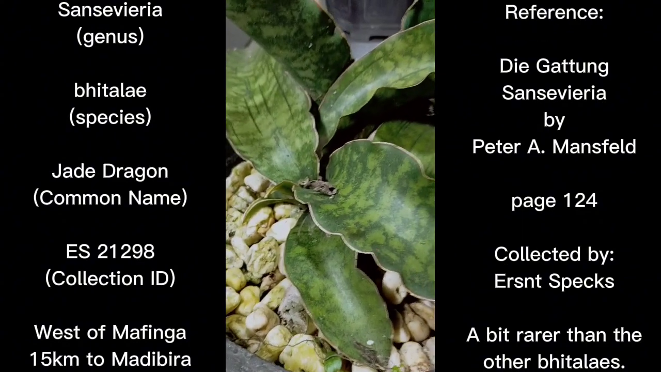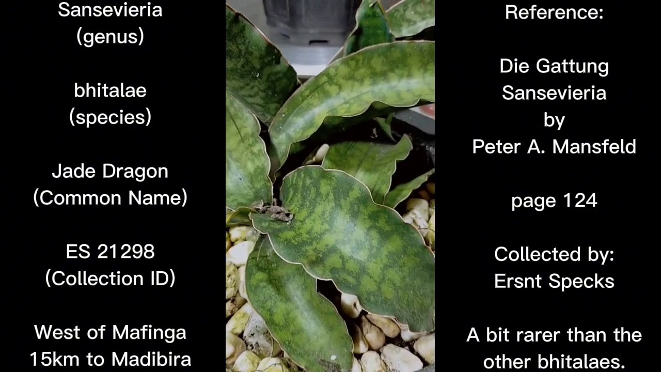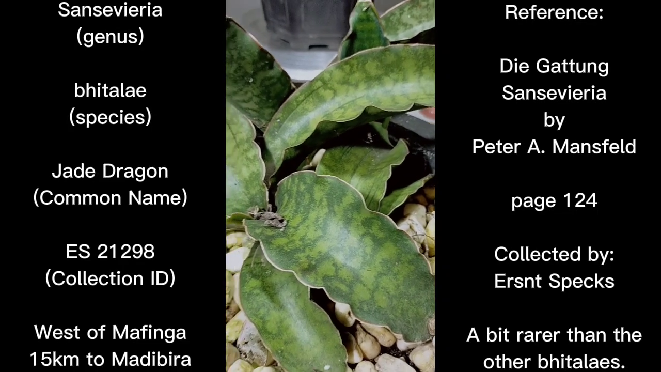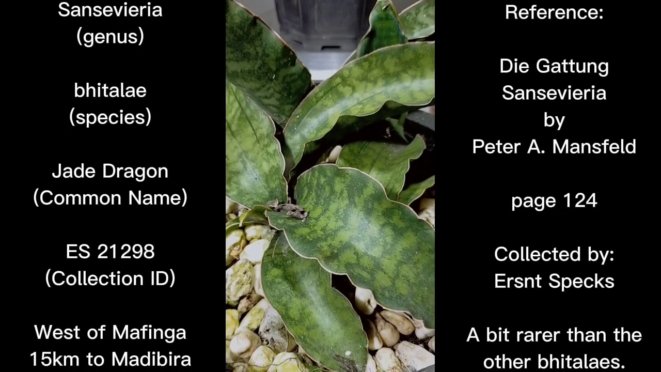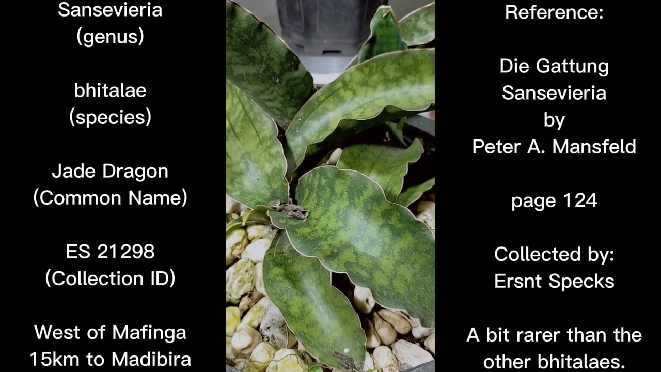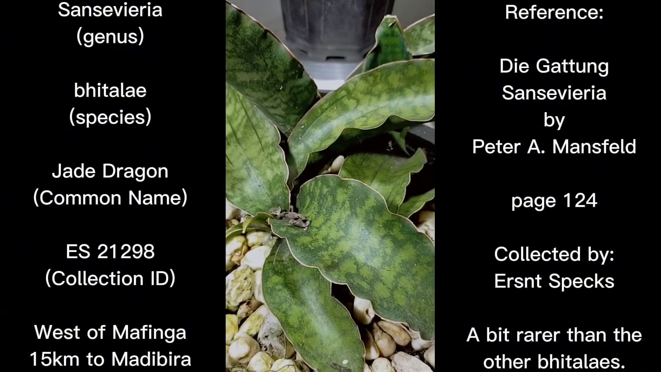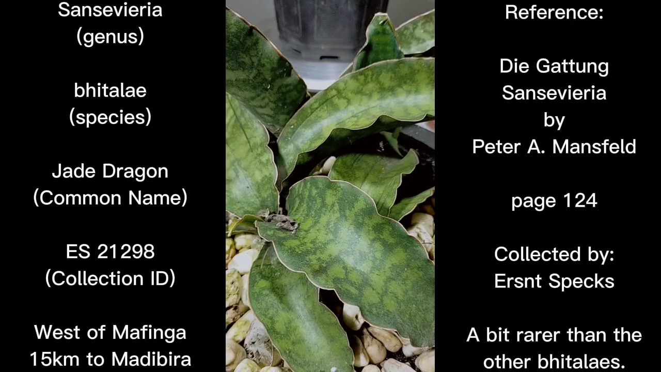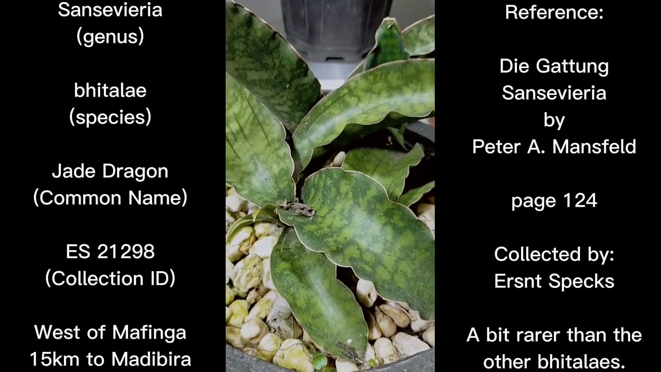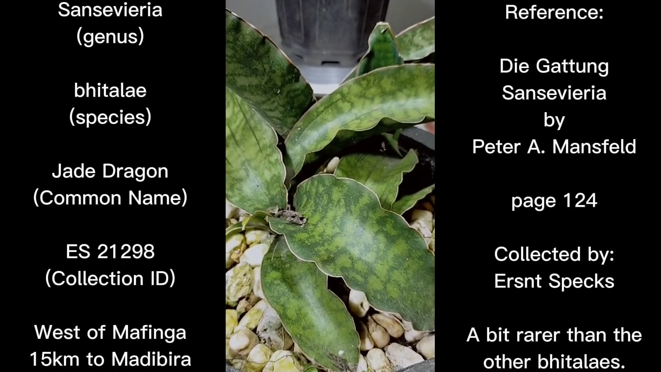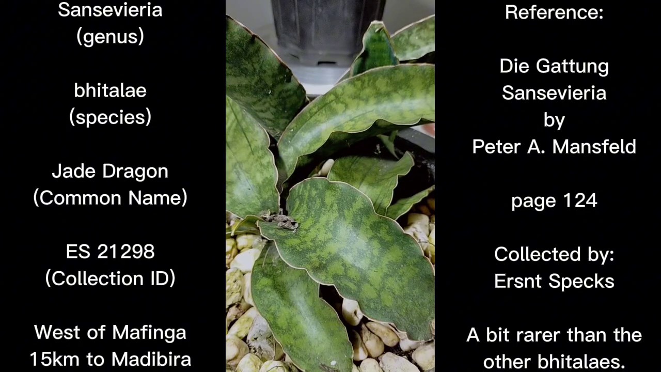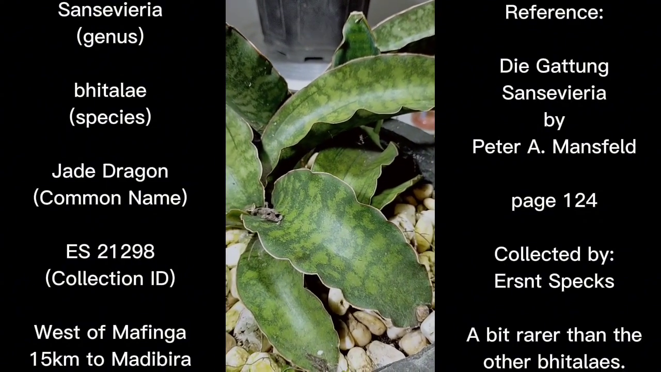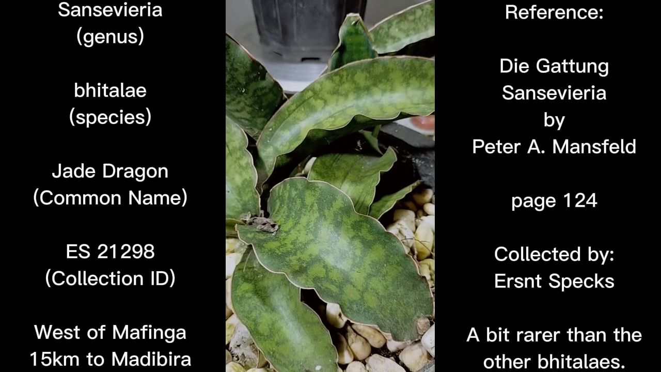Right now, I think this will be the fifth episode for the bhitalae species of Sansevieria that I will be presenting, and this particular specimen looks very identical to another Sansevieria. I forgot the collection ID of that species, but I guess it was also collected by Ernst Specks. I can have that noted down in the comment section.